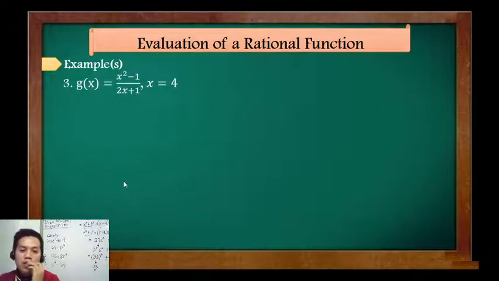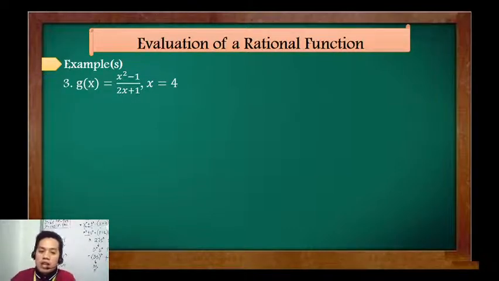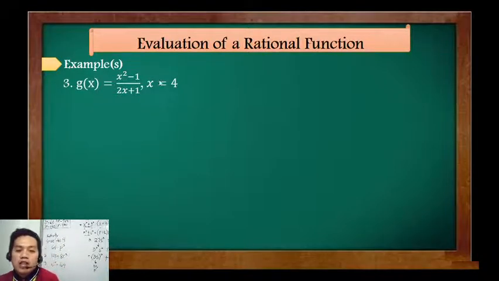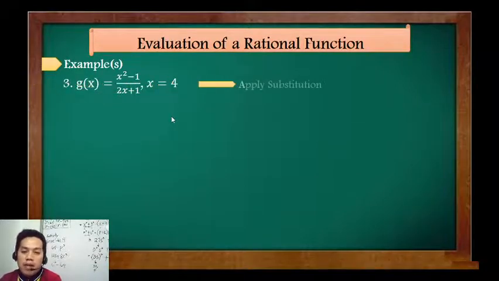Now let us proceed with the next example. Okay, next example we have, given the function g of x is equal to x squared minus 1 over 2x plus 1. So kung kini daw tong given rational function, so rational function kay naamantay values of our numerator and denominator. It was expressed in a fraction form. Okay? So, let us evaluate our given rational function by using the value of our x, which is equal to 4. Okay, just apply substitution.